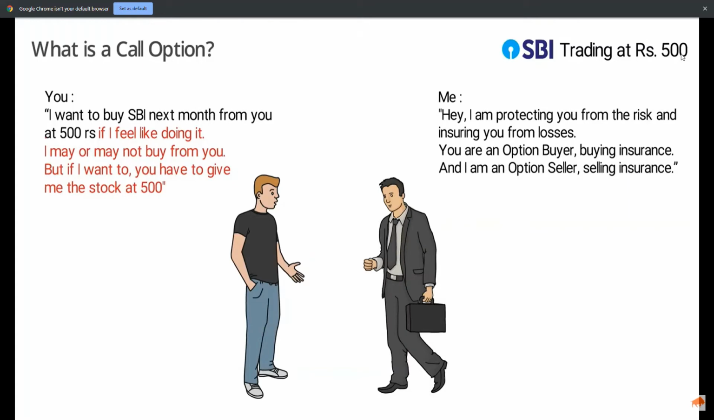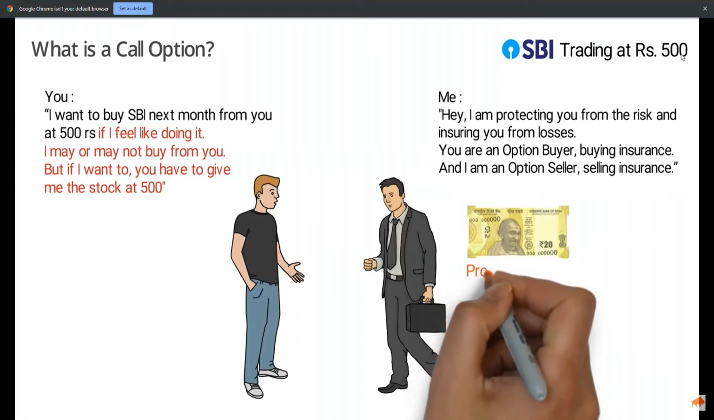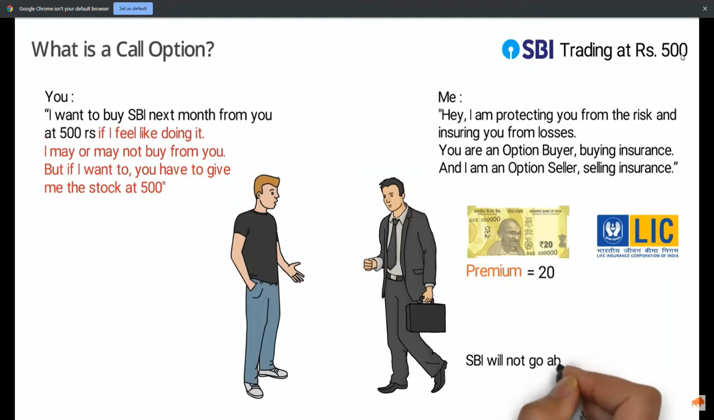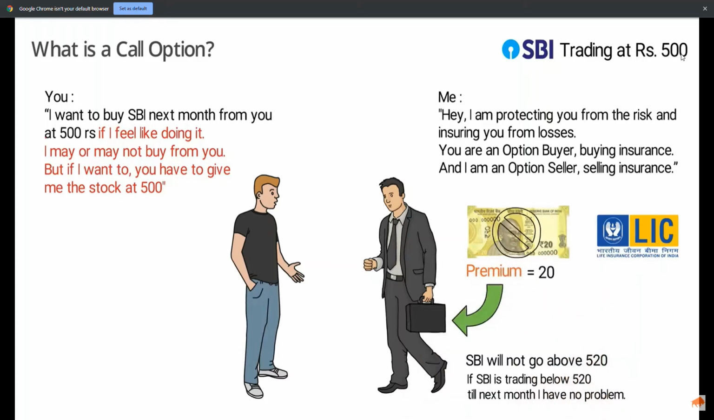As I am protecting you with insurance, I want some compensation. I'll charge some premium, just like LIC, which takes a small premium to insure your life for a huge sum. In this case, I'm charging you a small amount, that is 20 rupees. You might be thinking, why 20 rupees? This is because I think the SBI will not go above 520 till next month. If SBI is trading below 520 till next month, I have no problem. Whether you buy SBI from me or not, the premium is non-refundable and that will be my earning.